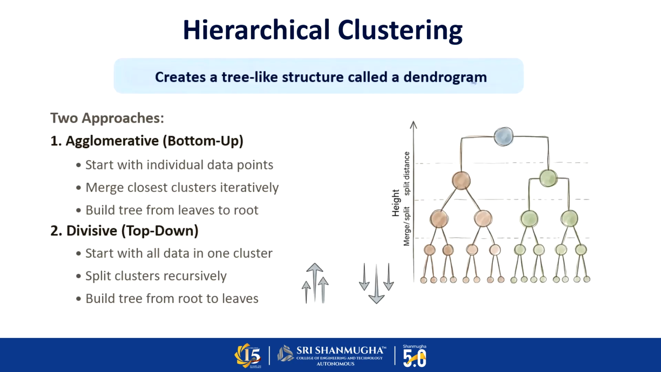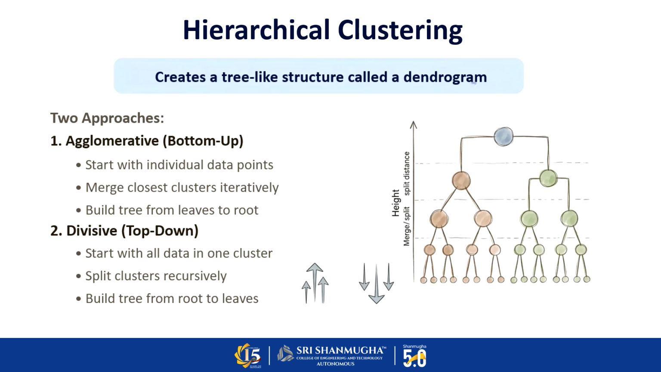Next is hierarchical clustering. Hierarchical clustering builds a tree-like structure of clusters, and that structure is called a dendrogram. Unlike partitioning methods, which need you to specify K in advance, hierarchical clustering creates a complete hierarchy of groupings at all levels. You can cut the dendrogram at any level to get your desired number of clusters. Think of it like a family tree. At the top, everyone in one big family. At the bottom, everyone is an individual.